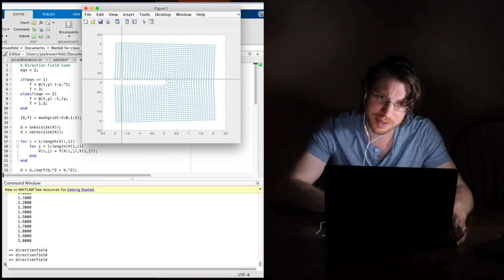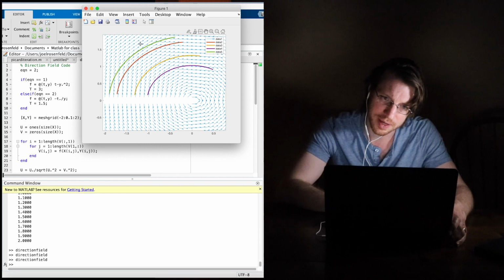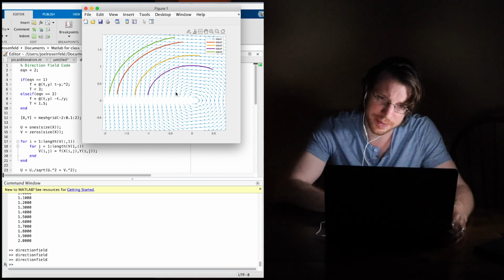Now let's see if I can pick a couple of points, 3 and say 4. Let's see what they do. So these trajectories go more or less circular, right? They go up and this way, and yeah, so it's a circle. Pretty easy.